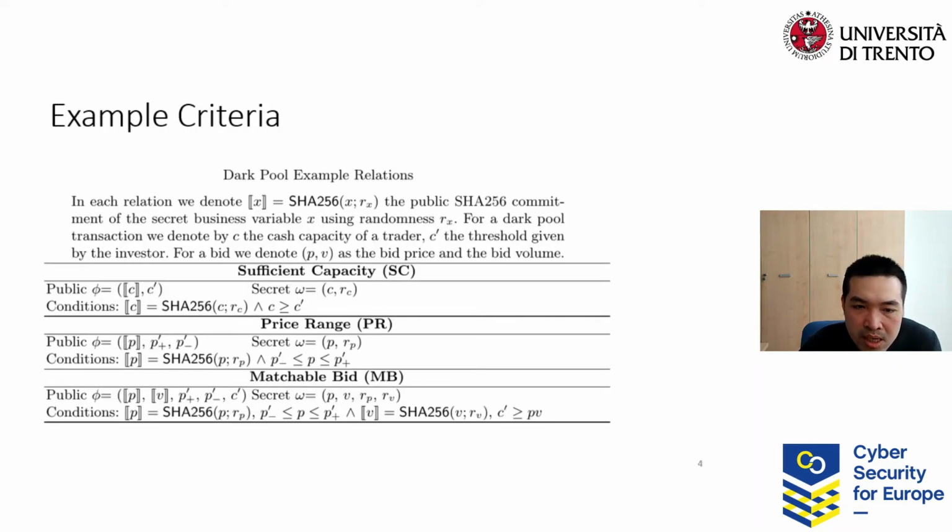Here we can see the formal form of some interesting criteria to use in a dark pool. For example, the sufficient capacity or the price range relation. They basically capture the conditions such as the trader's cash is above a threshold or their offers are within an acceptable price range to the investor. You can find more details on those relations in the paper.